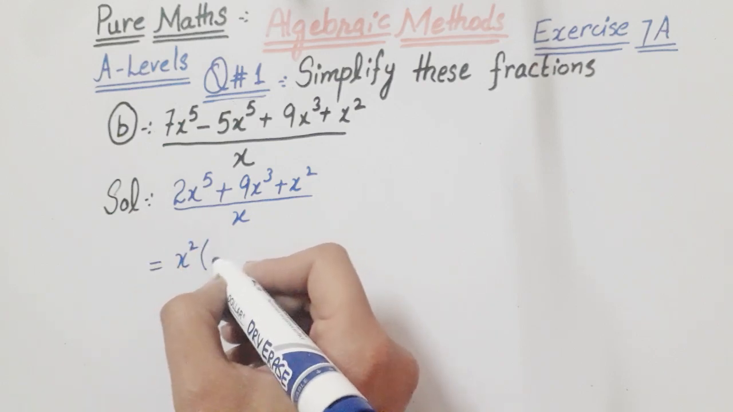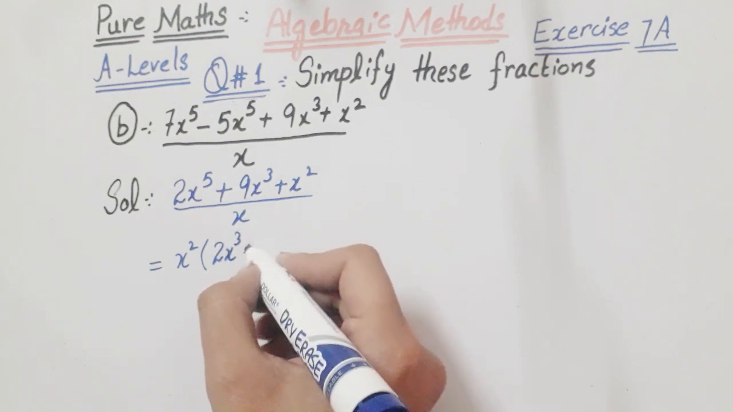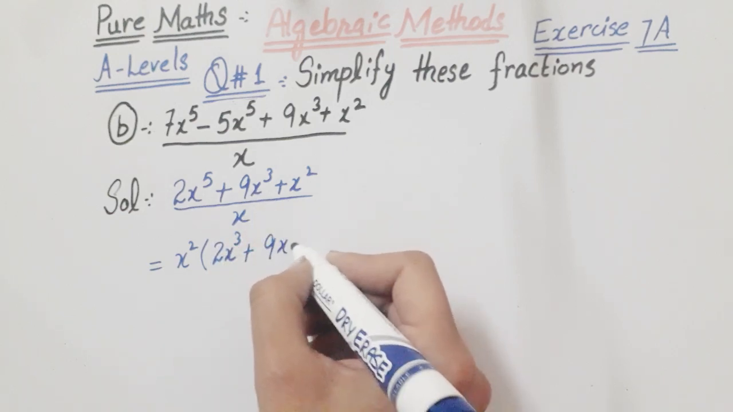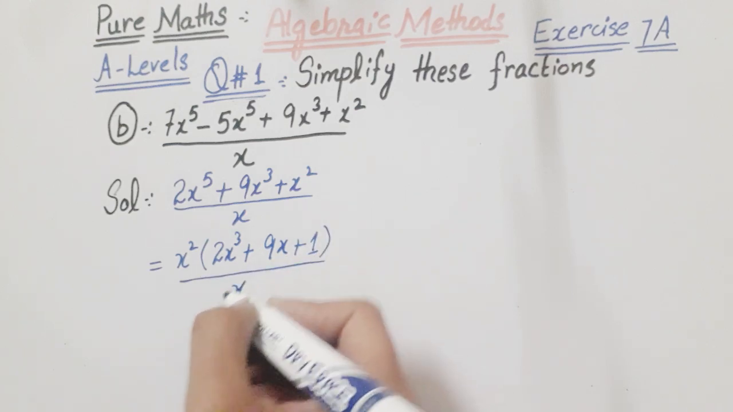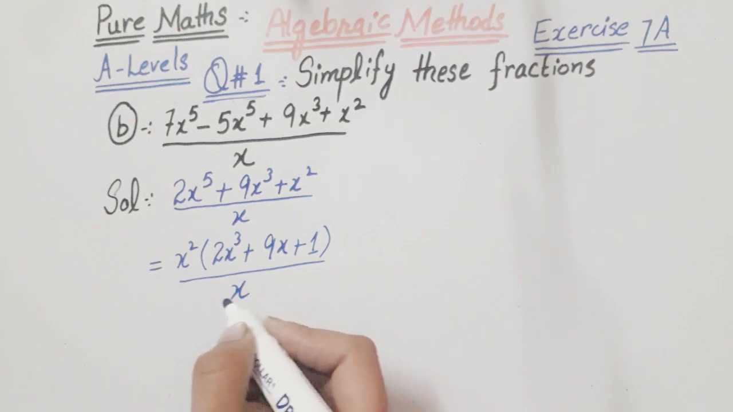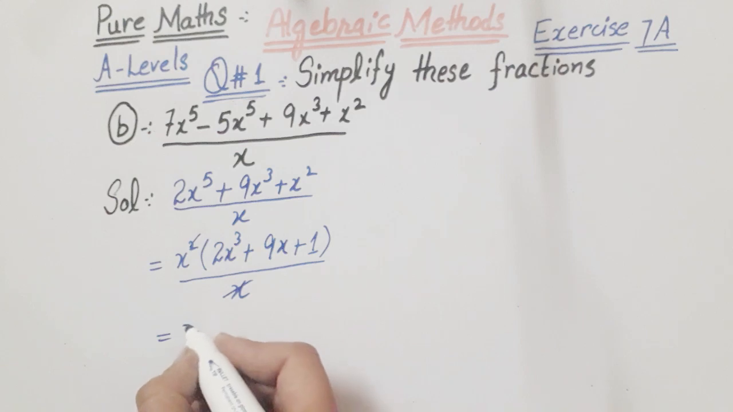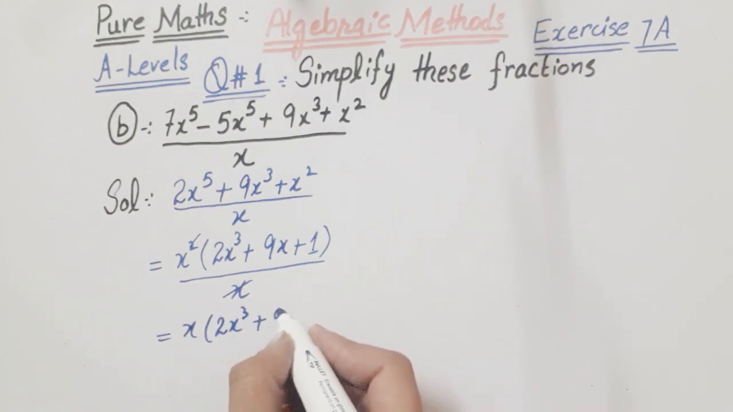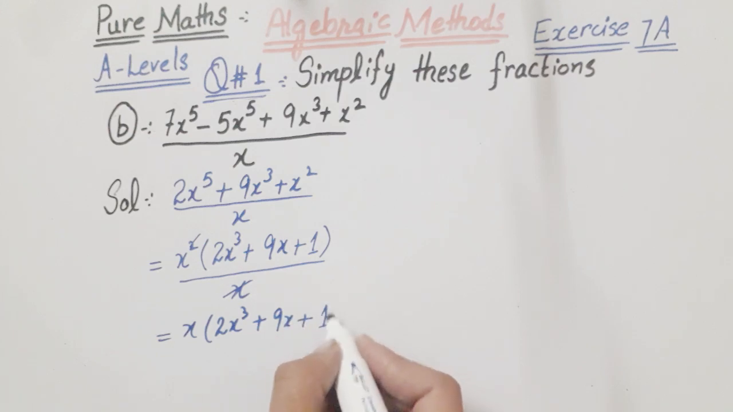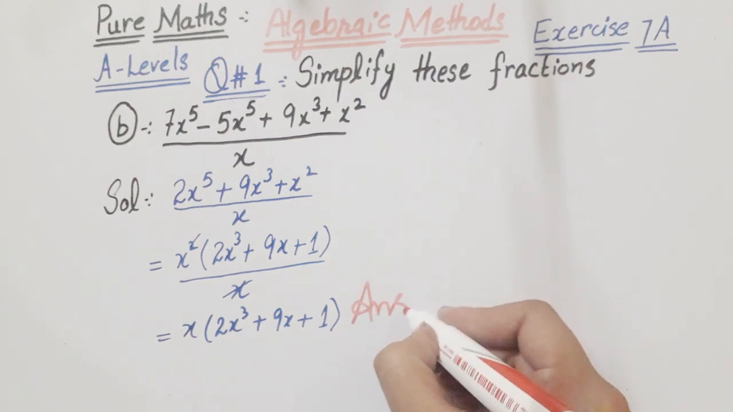x^2 into (2x^3 + 9x + 1) by x. Now we will cancel this x by this and get x into (2x^3 + 9x + 1). So this is the simplest form. We will say this is the answer of this question.